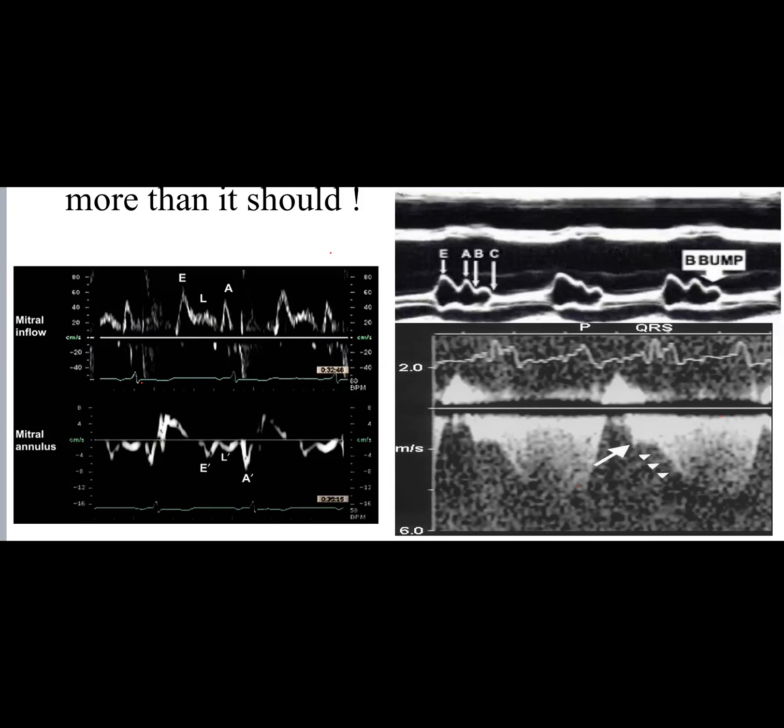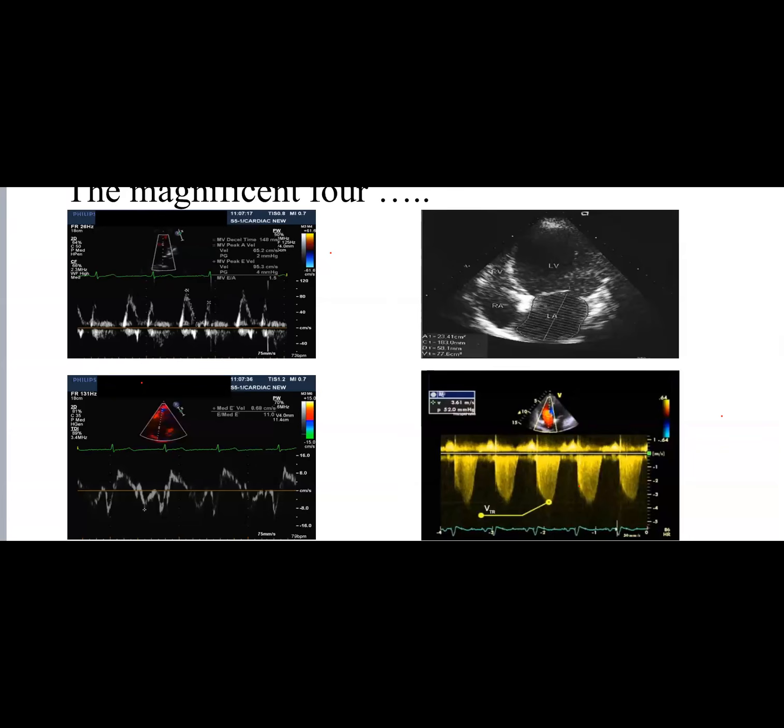Right. Now, what are the magnificent four they are talking about in the new guidelines about diastolic dysfunction? They are talking about 4 parameters. One is the E and A of the mitral, the E prime, the LA volume index, and the TR velocity, meaning pulmonary artery systolic pressure. Good? These are the magnificent 4 of the diastolic function analysis. In echo, the status quo of diastolic analysis uses these 4.